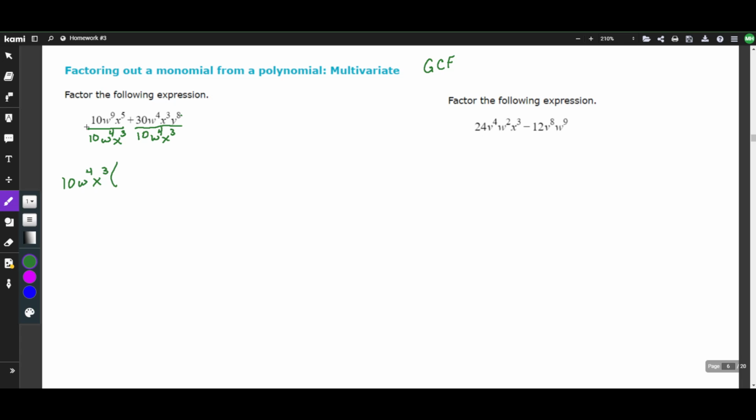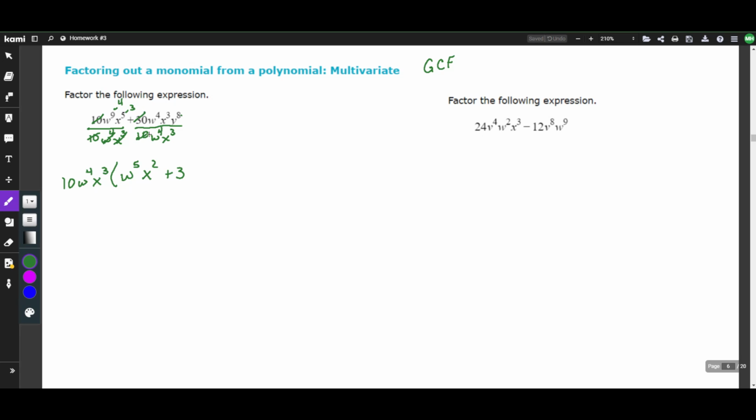Then I'm going to do my parentheses, and I'm going to reduce each one of these fractions. So 10 divides into 10 one time completely. They cancel out. W's, 4 on the bottom, I'm going to subtract those from the top. So W to the 9 minus 4 is 5, and X to the fifth, I'm going to subtract those 3 from the top, and I have X to the second. I have a positive 30 divided by a 10. That will give me positive 3.